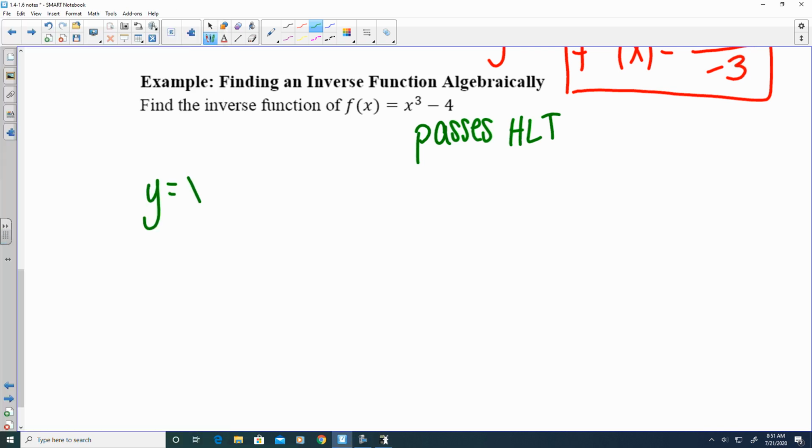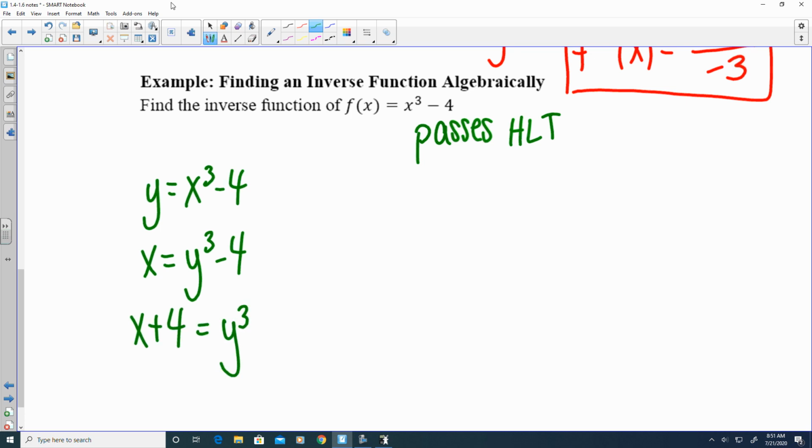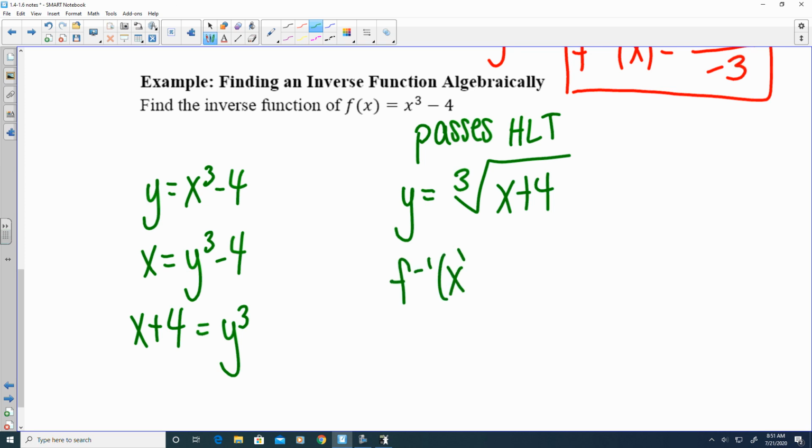Put the y in, flip them, and solve it for y. And then, of course, make sure you put f inverse in instead of y.